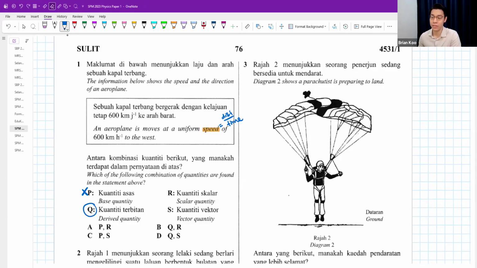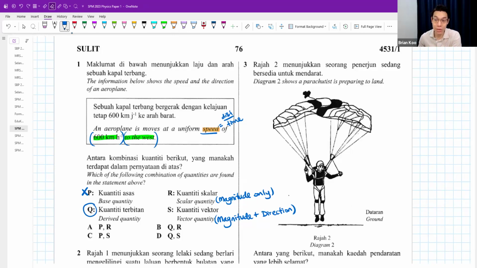I don't think derived quantity is the problem here. The problem for a lot of students is on the scalar and vector quantity, on whether it is magnitude only or does it also have a direction. If you see the word speed, then you would think scalar quantity. If you see velocity, then you would think vector quantity. But you have to be careful because they mention to the west. So this is what we mean by the magnitude. 60 is the magnitude, the magnitude meaning the value. To the west is the direction.